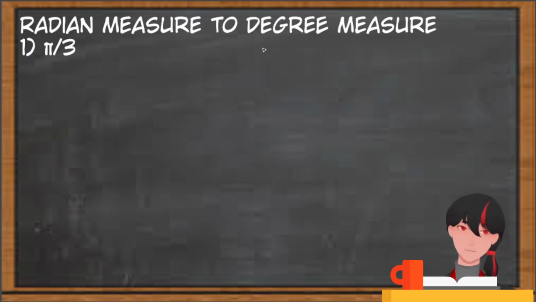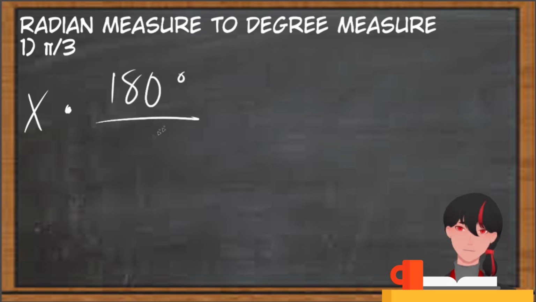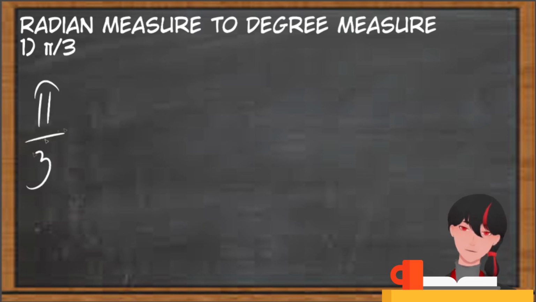So, what should we do here? Well, similar to earlier, I like putting down the formula first. So, what is our formula? It would be x multiplied by 180 degrees over pi. Now after that, I just write down the given. So pi over 3 multiplied by 180 degrees over pi.